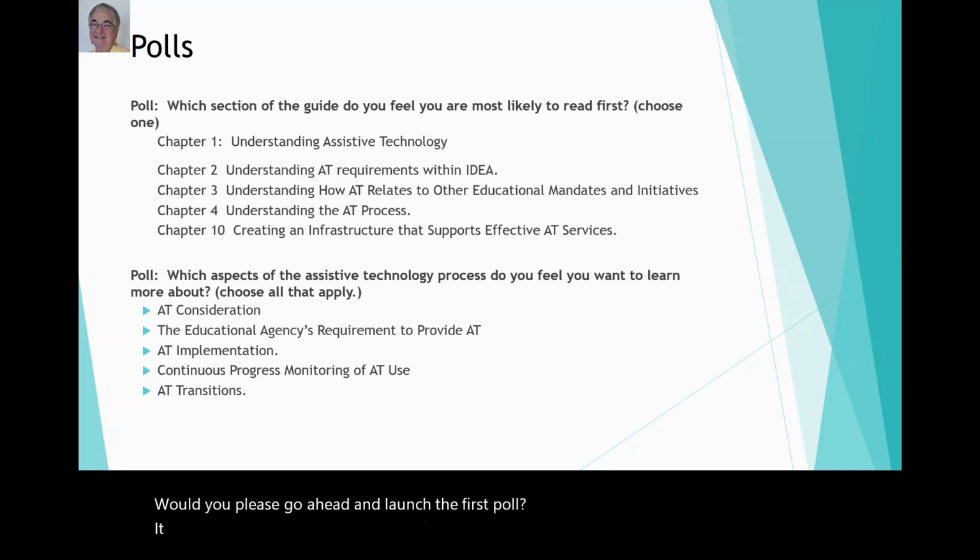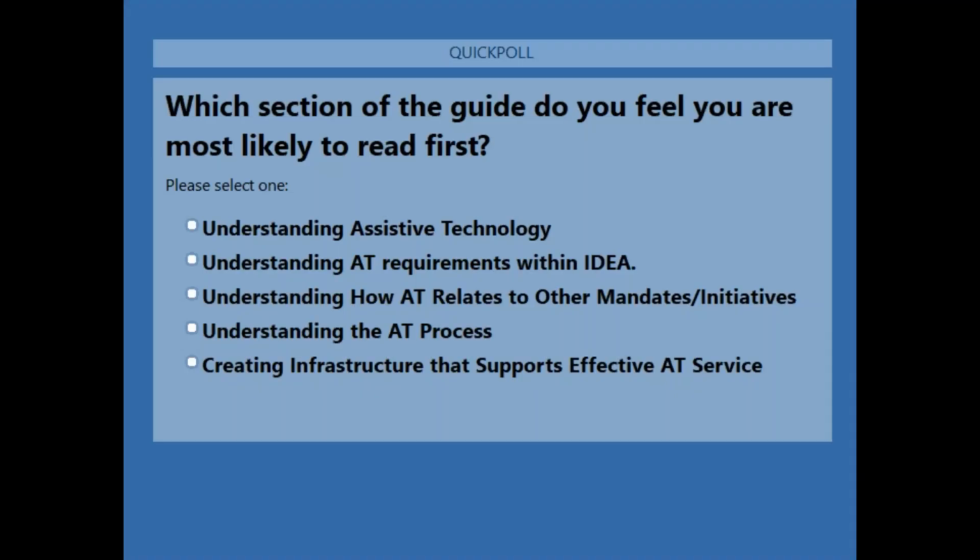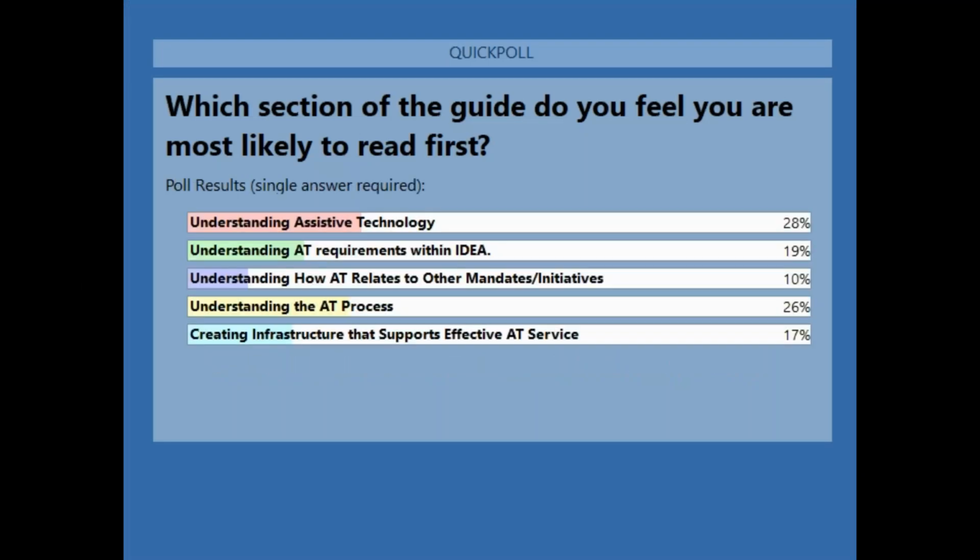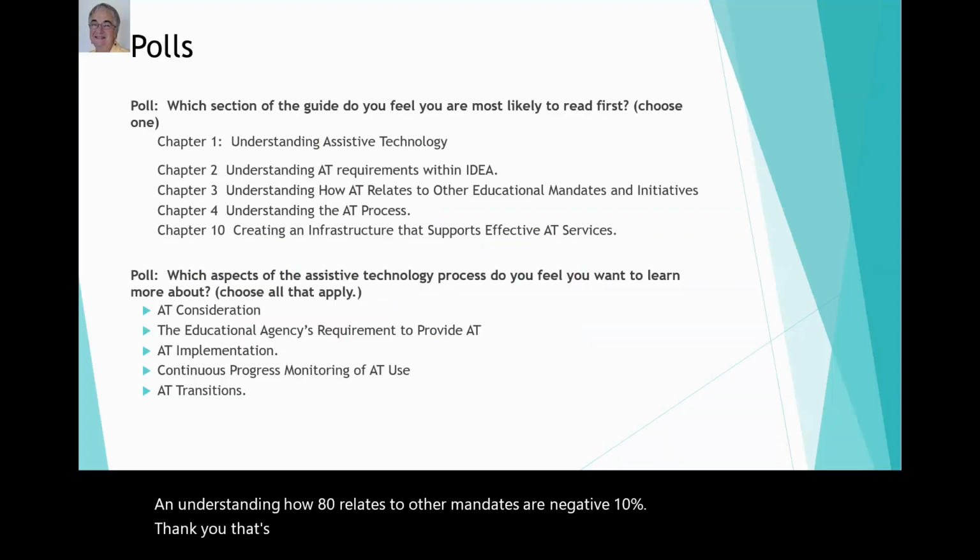It says, what section of the guide do you feel you're most likely to read first? Choose one. For first place, there was a close tie between understanding assistive technology was at 28%, and then understanding the AT process was at 26%. Following that was understanding AT requirements with IDEA at 19%, creating infrastructure that supports effective AT service at 17%, and understanding how AT relates to other mandates or initiatives at 10%. All righty. Well, thank you. That's helpful information. I wrote it on my notes here.